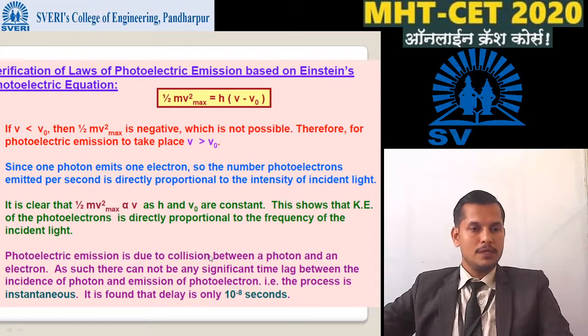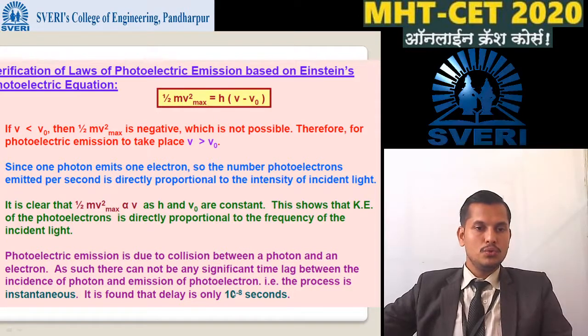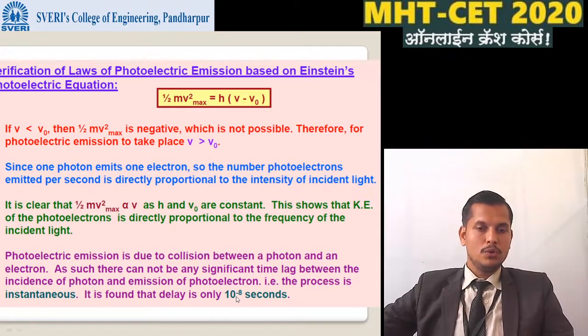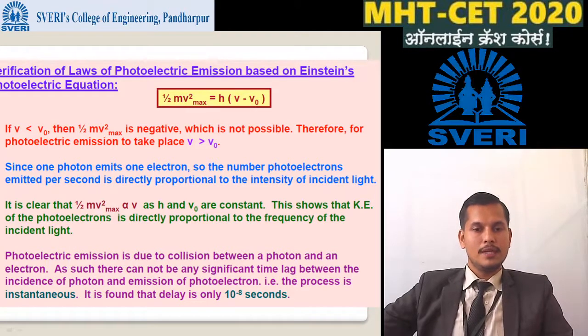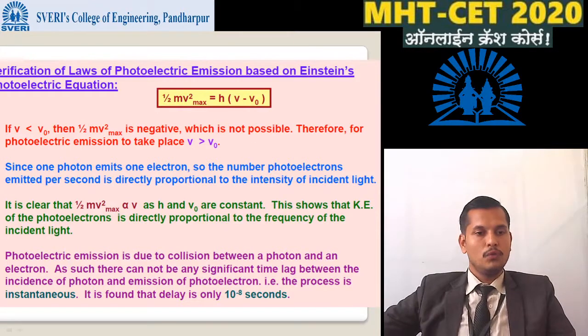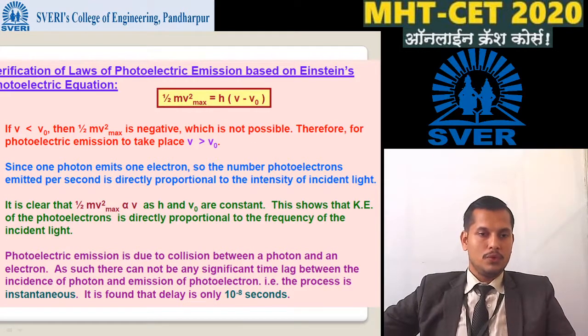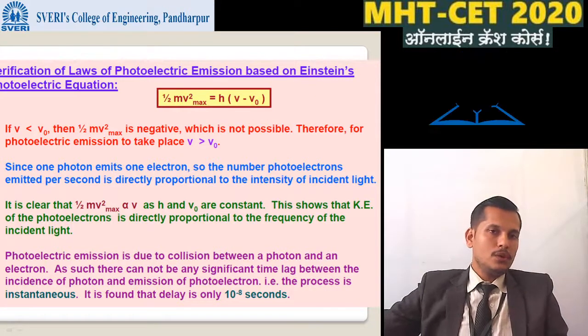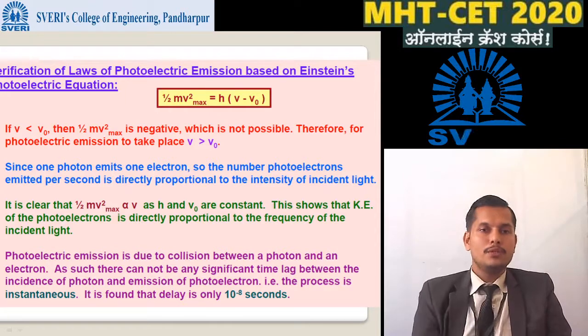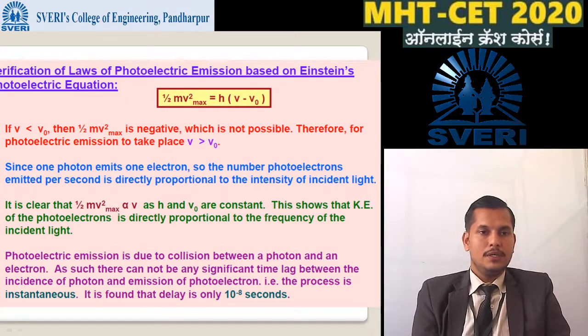Next, photoelectric emission is due to collision between a photon and an electron. As such, there cannot be any significant time lag between the incidence of photon and emission of photoelectron. That is, the process is instantaneous. It is found that delay is only 10⁻⁸ seconds. So we are verifying the laws of photoelectric emission based on Einstein's photoelectric equation.